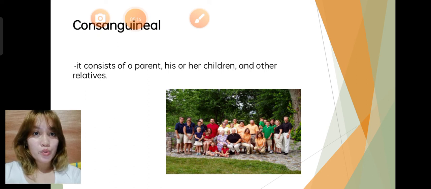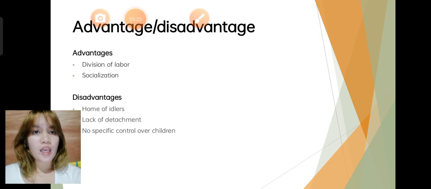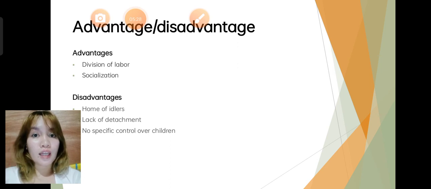There are also advantages and disadvantages of having this kind of family. The first advantage is division of labor. Since they have a lot of members in the family, they can divide all the household chores. Another is socialization; they tend to socialize more compared to the nuclear family. The disadvantage is that it can be a home of idlers. You can't deny that some of the members of the family may be lazy, along with lack of detachment and no specific control over their children.